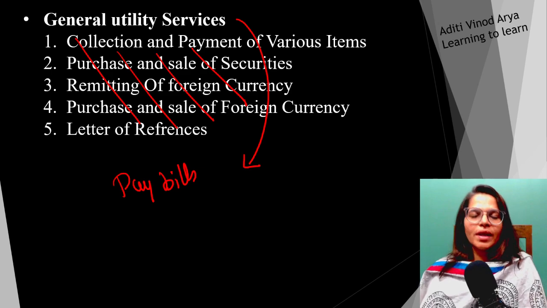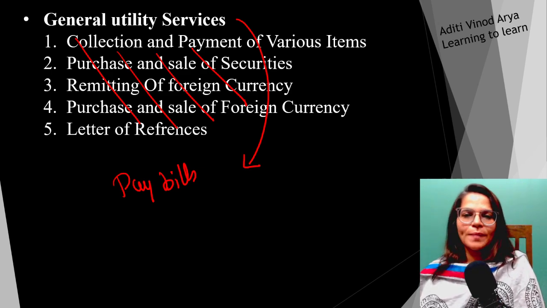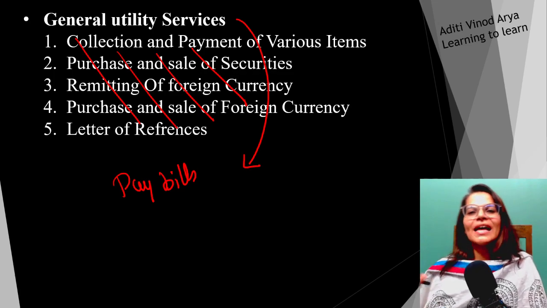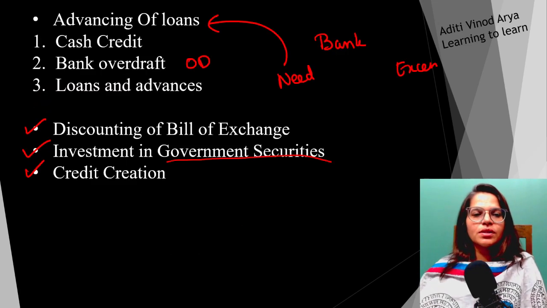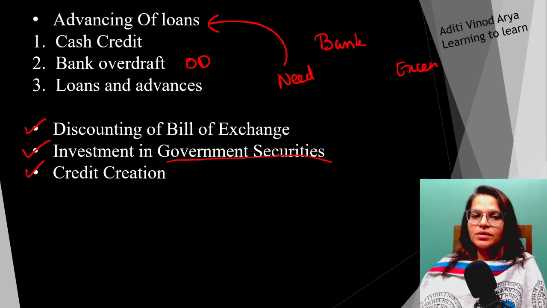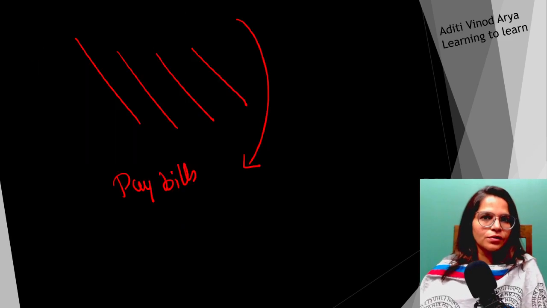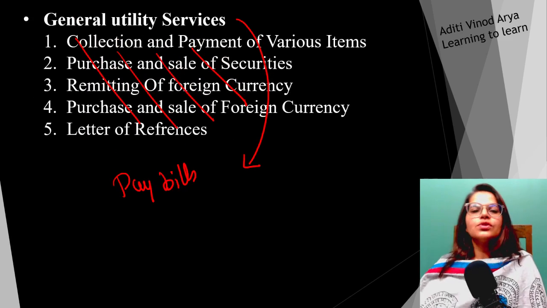So today we were able to complete the various functions of a bank, which include primary functions and secondary functions. Primary functions include accepting deposits, advancing loans and others. Then we have secondary functions, which include agency functions and utility functions. So I hope this is very clear to you.